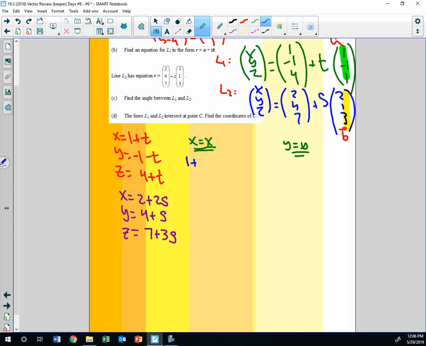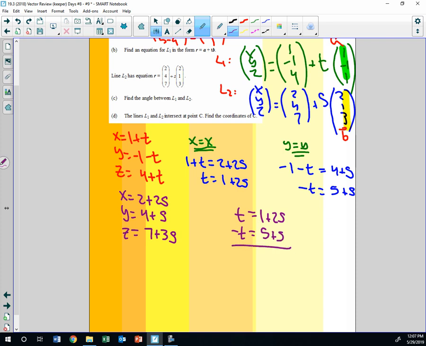Here you're going to have 1 plus t is equal to 2 plus 2s. Let's subtract 1 here. t is equal to 1 plus 2s. I like that. And then for y equal y, I get negative 1 minus t equals 4 plus s. And then I would add 1 here. Negative t is equal to 5 plus s. And let's just take these in a column and add them up. 1 plus 2s, negative t equals 5 plus s. If we add them up, you're going to get 0, you're going to get 6, and you're going to get 3s. So negative 6 equals 3s. s is equal to negative 2.